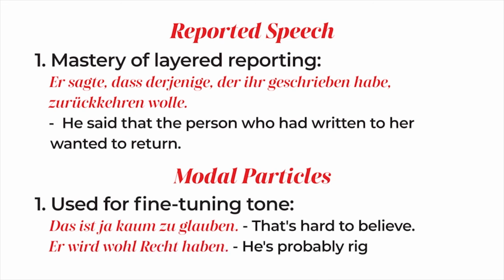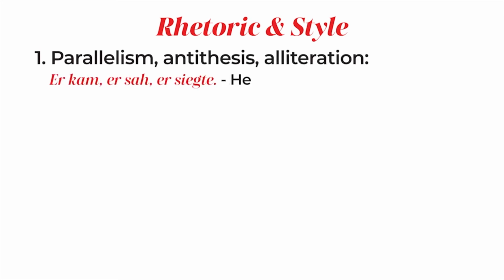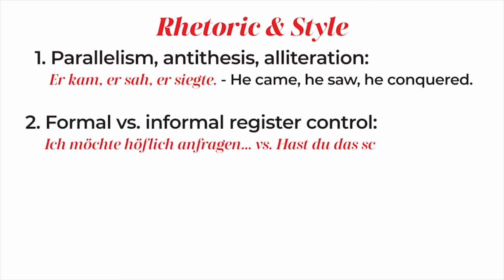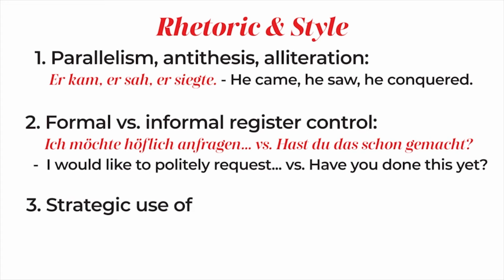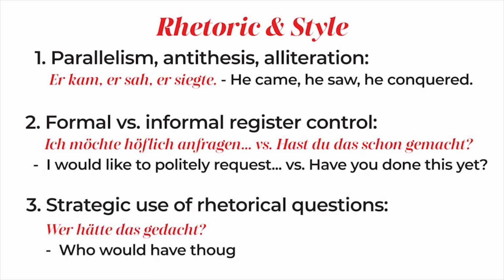Rhetoric and style. Parallelism, antithesis, and alliteration. Kam, sah, siegte. He came, he saw, he conquered. Formal versus informal register control. Ich möchte höflich anfragen. I would like to politely request versus Hast du das schon gemacht? Have you done this already? Strategic use of rhetorical questions. Wer hätte das gedacht? Who would have thought?